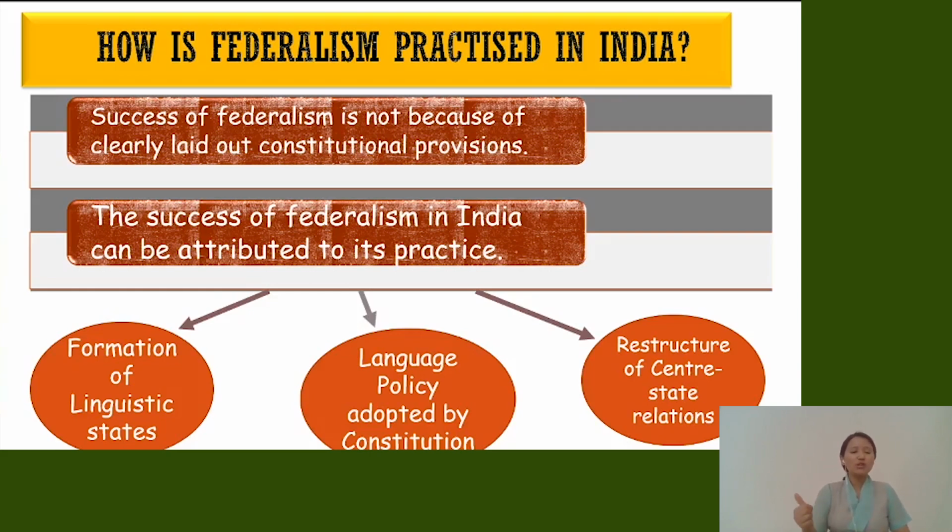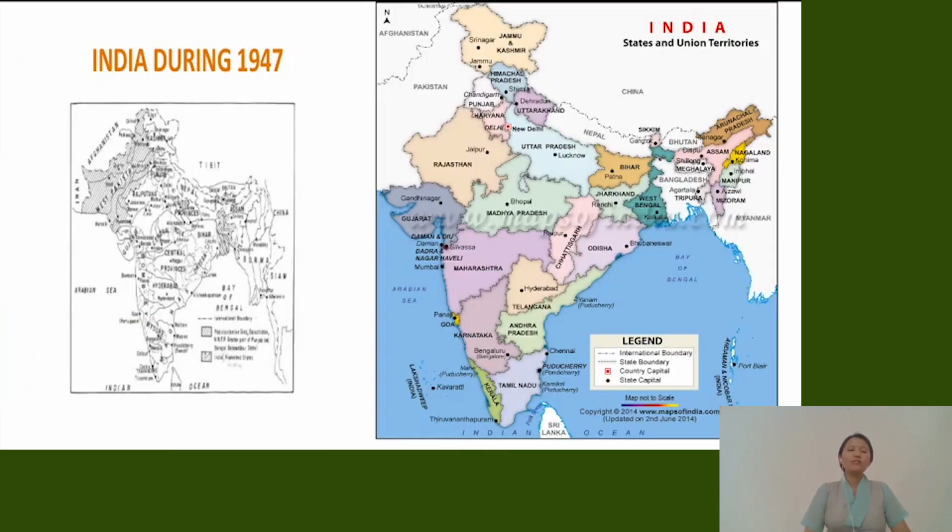These are the formation of linguistic states. Second one is the language policy adopted by the constitution. Third one is that the central and state relations were restructured. So these are the three practices which made Indian federalism stronger and more popular. So let's discuss them one by one. Formation of states on the basis of language.